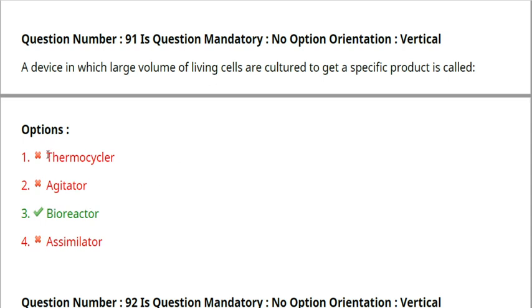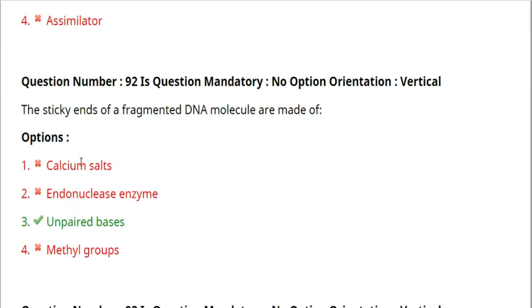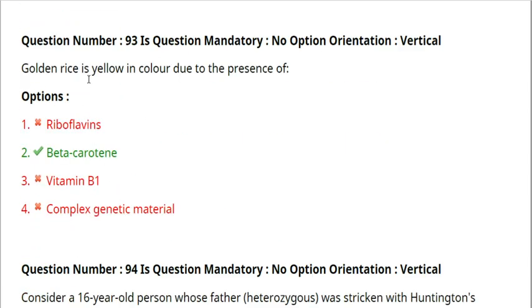Thermocycler means your PCR machine. Agitator is generally used inside the bioreactor. Inside a bioreactor there is a device called an agitator, which mixes all the contents for oxygen supply. The sticky ends of a fragmented DNA molecule are made up of unpaired bases. So sticky end means the bases will be unpaired. Golden rice is yellow in color due to the presence of beta-carotene.